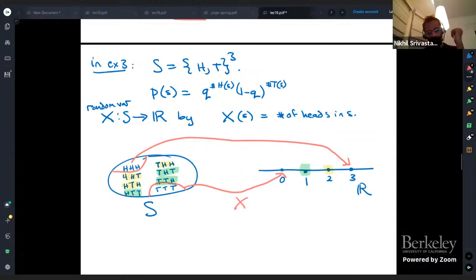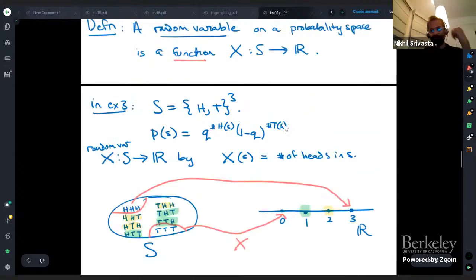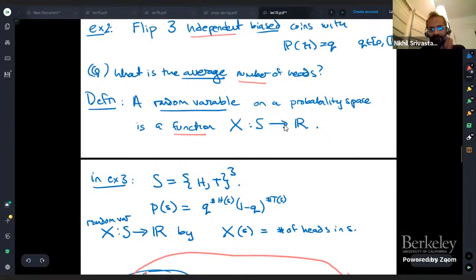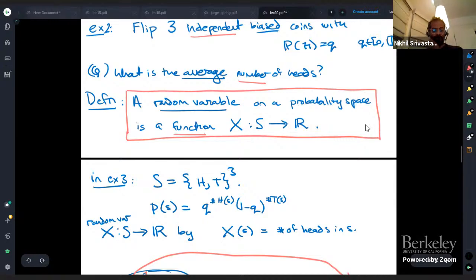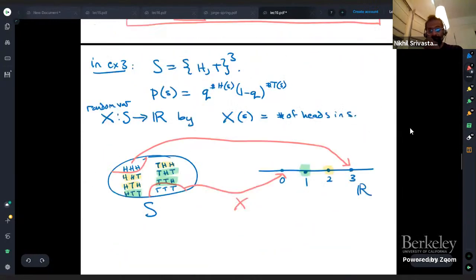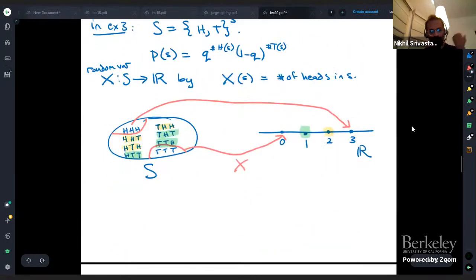Okay. Now, okay, what do we do with random variables? This is an important definition. Well, we compute averages of them, as we are going to do in this example. So let's put the second definition.